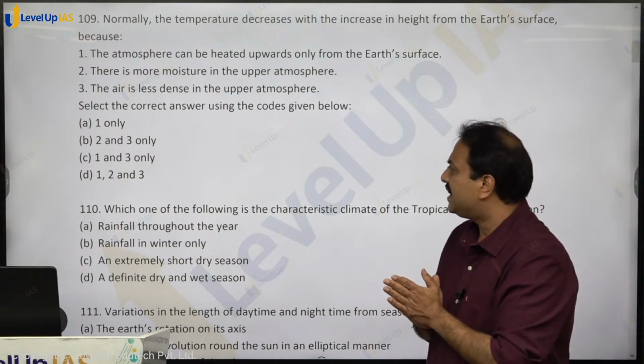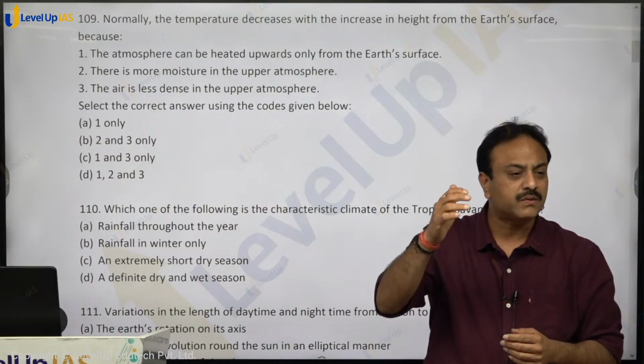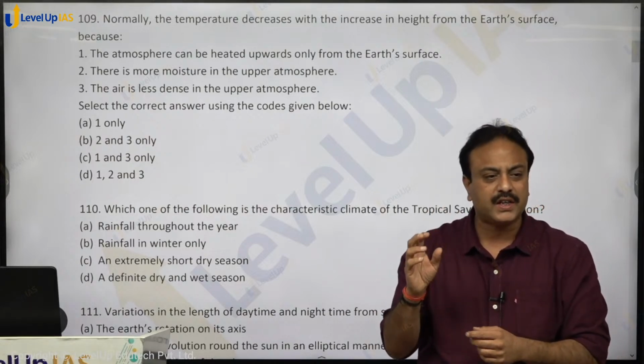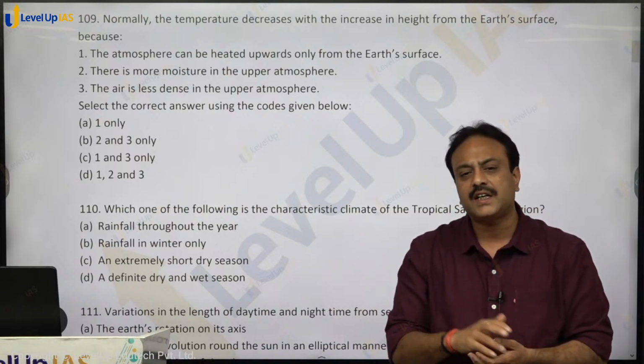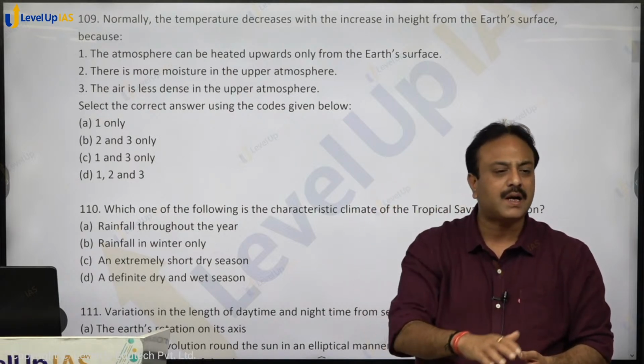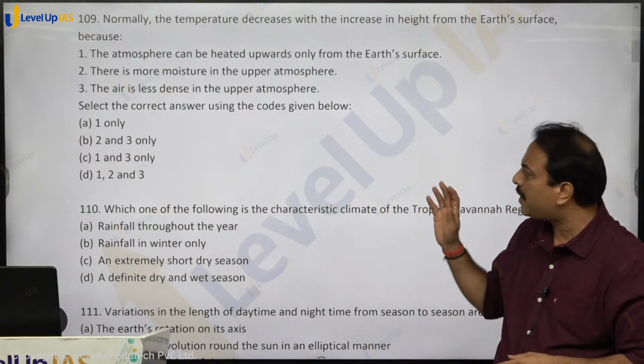The air is less dense in upper atmosphere. It becomes one of the reasons why less terrestrial radiation is trapped in upper layers and more is trapped in lower layers. So third statement holds true as per the demand of the question.